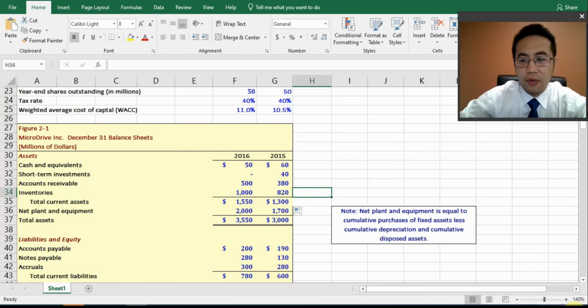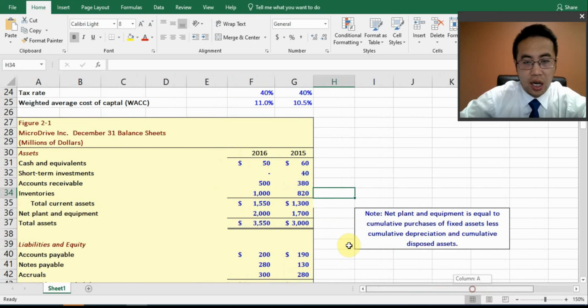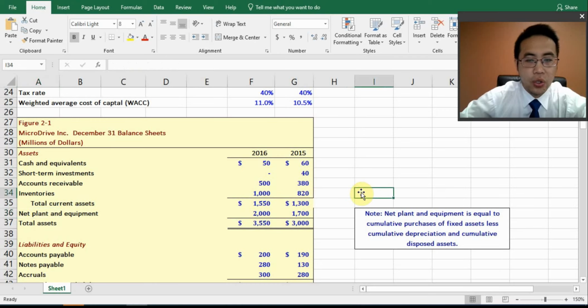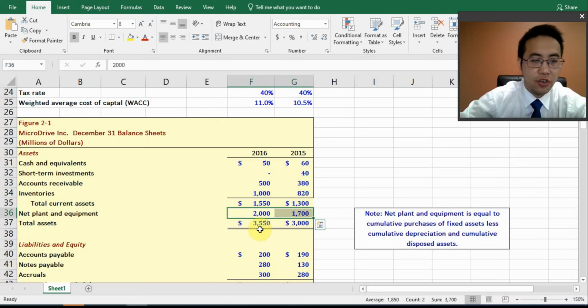And if we keep moving down, you will see the net plant and equipment. Actually, this textbook put it as one single item. It should include two items, which are the total fixed assets and the accumulated depreciation. So accumulated depreciation should be a negative asset. So that's why we call the total of them net plant and equipment. We don't have the separate information for the fixed assets and the depreciation, so we just leave it as it is. So there's no need for a formula.